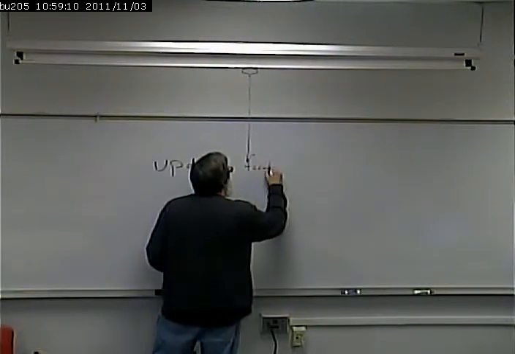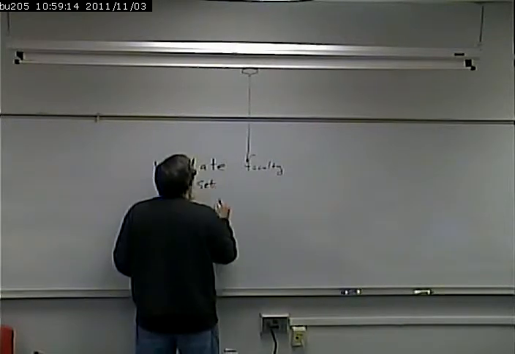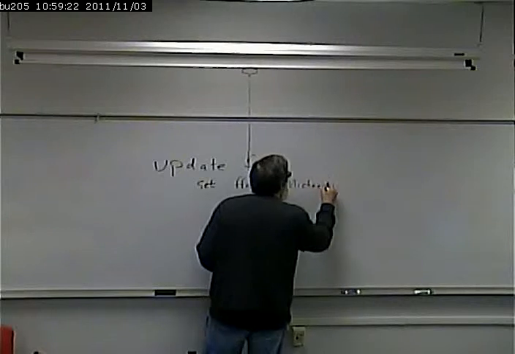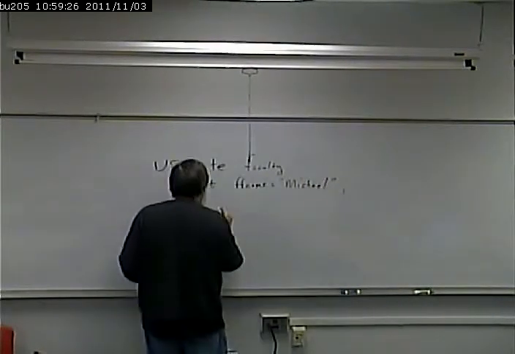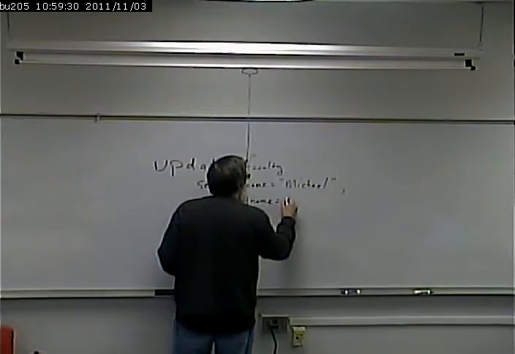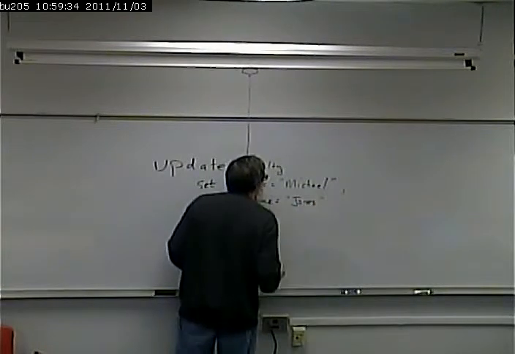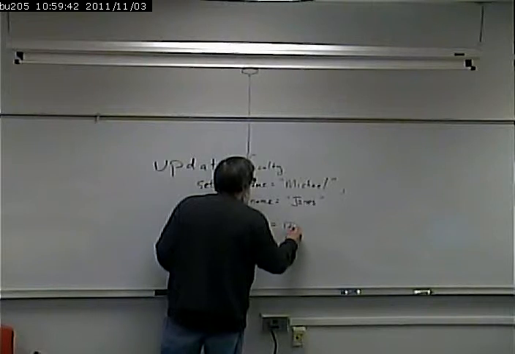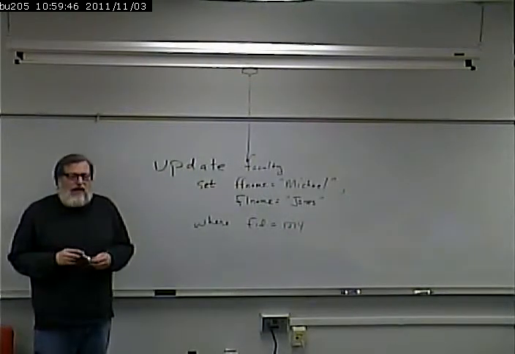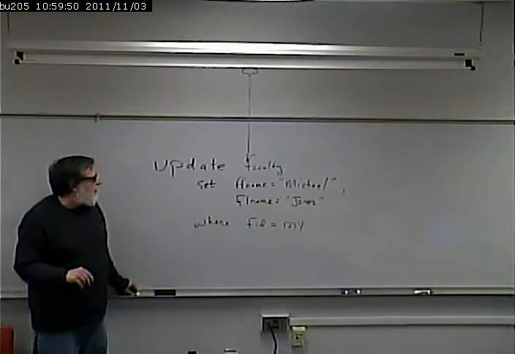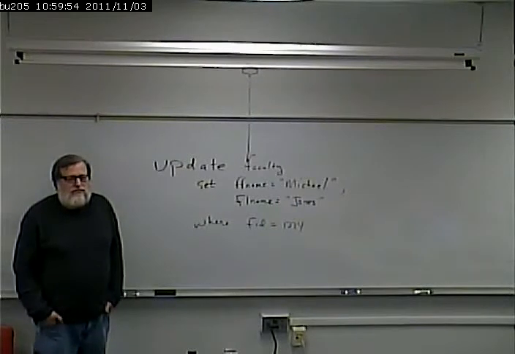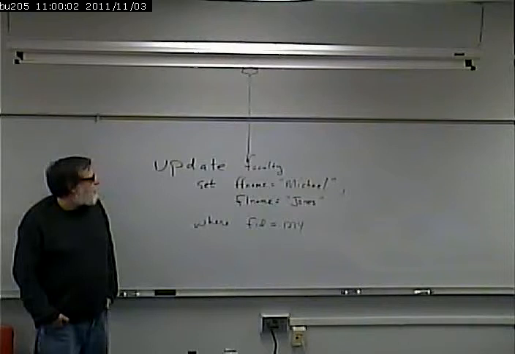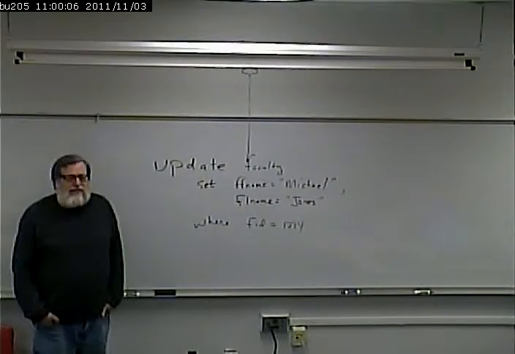I could say update faculty set faculty first name equal to Michael, comma, faculty last name equals Jones, where FID equals 1, 2, 3, 4. The values, if they are alphanumeric, are in quotes. If they are numeric, they're not in quotes. Dates, I think they're in pound signs. I don't remember that one off the top of my head. So that's an update statement for you.